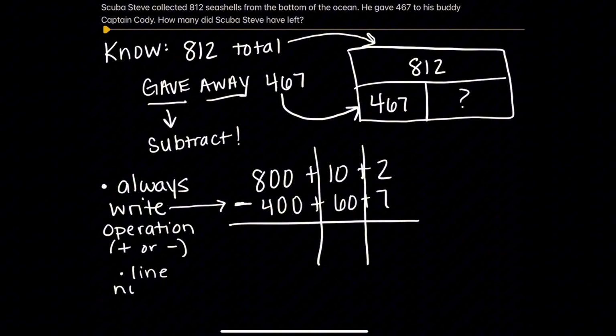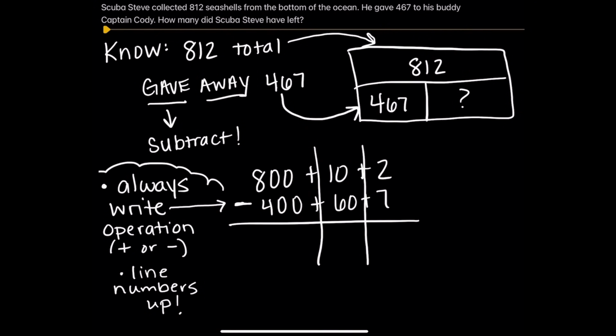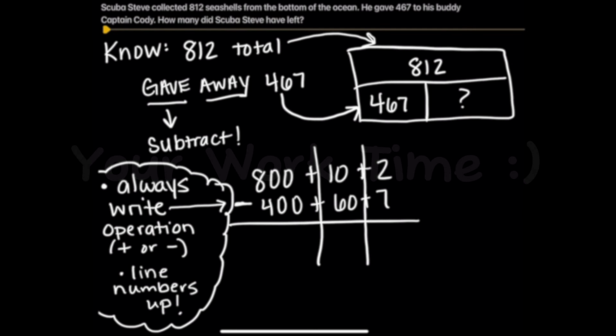And then my other tip to make you more successful is that you need to line your numbers up. The hundreds should be with the hundreds. The tens should be with the tens. And the ones should be with the ones. Okay, I'm going to blur my screen now. And I want you to pause the video and solve. And then click play when you're ready to reveal the answer.